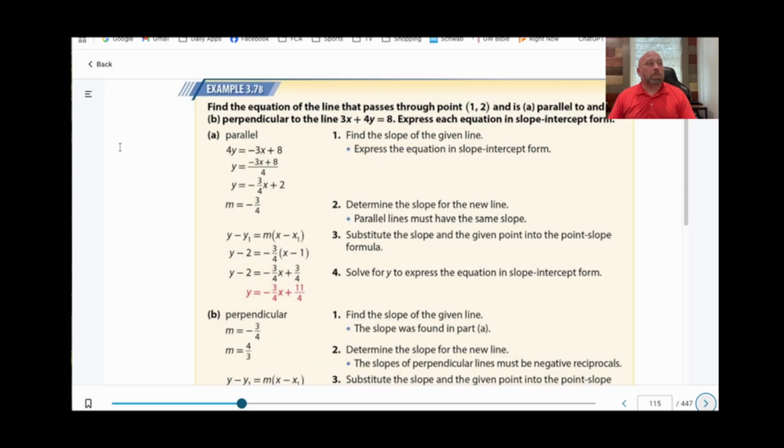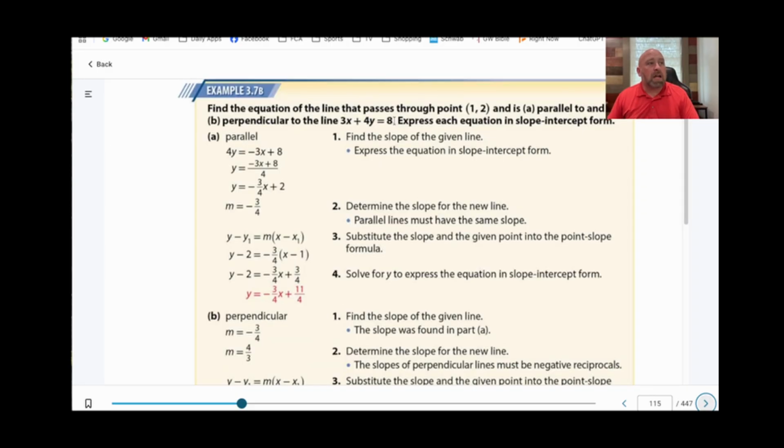All right, last thing that we want to do is find the equation of the line that passes through point 1, 2, and is parallel to or perpendicular to this line. So we're going to have to do this one together here on my screen, but we can just look through it first. So the first thing that we want to do is find out what's going on here. So let's reread it and see if we can determine what's going on in this question.